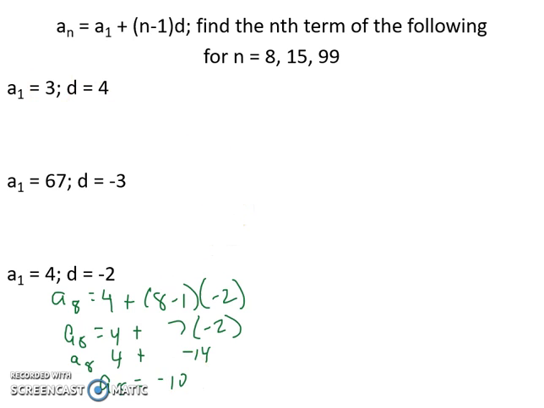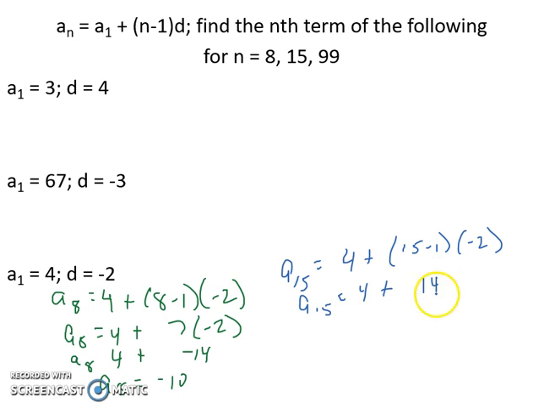So I think you might be seeing what's going on. Let's do one more on this problem. A15 is going to be 4 plus 15 minus 1 times negative 2. So A15 is 4 plus 14 times negative 2, but that's just negative 28 plus 4. So A15 in this sequence is negative 24.